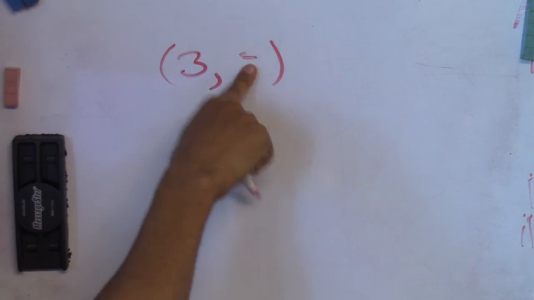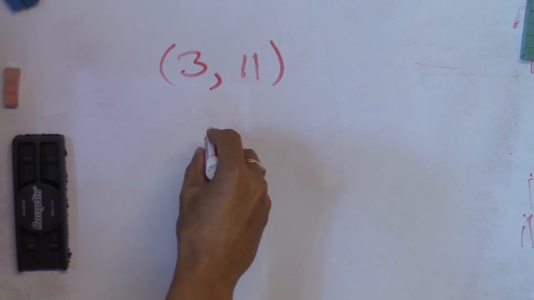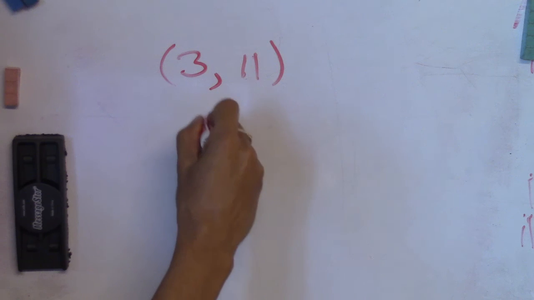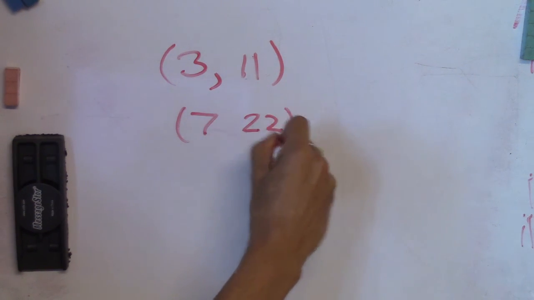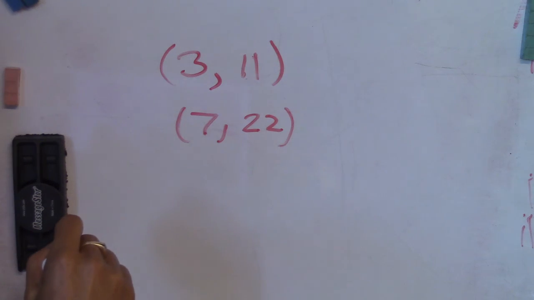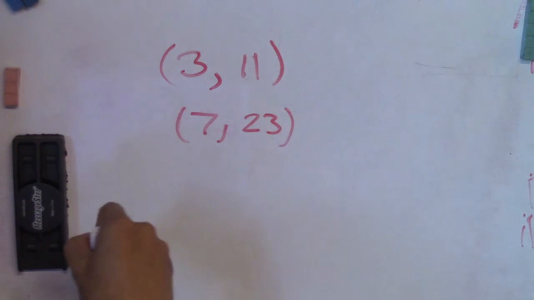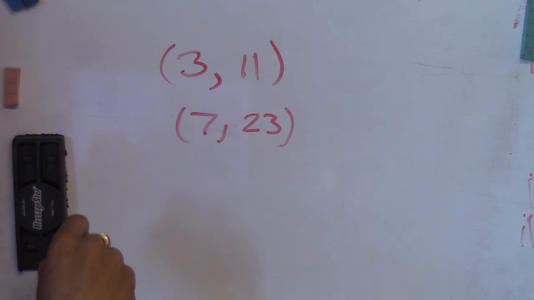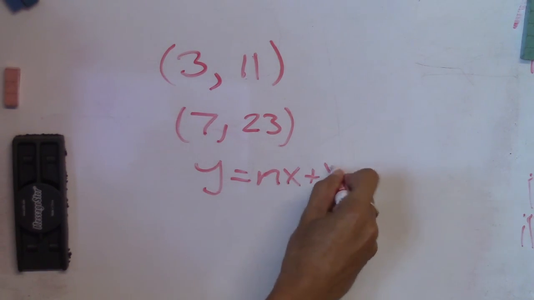Oh, sorry, that's not right. When x is 3, y is 11, and when x is, we'll say, 7, y is 22. All right, 23. Yeah, okay. With that much information, now you have to give me y equals mx plus b.